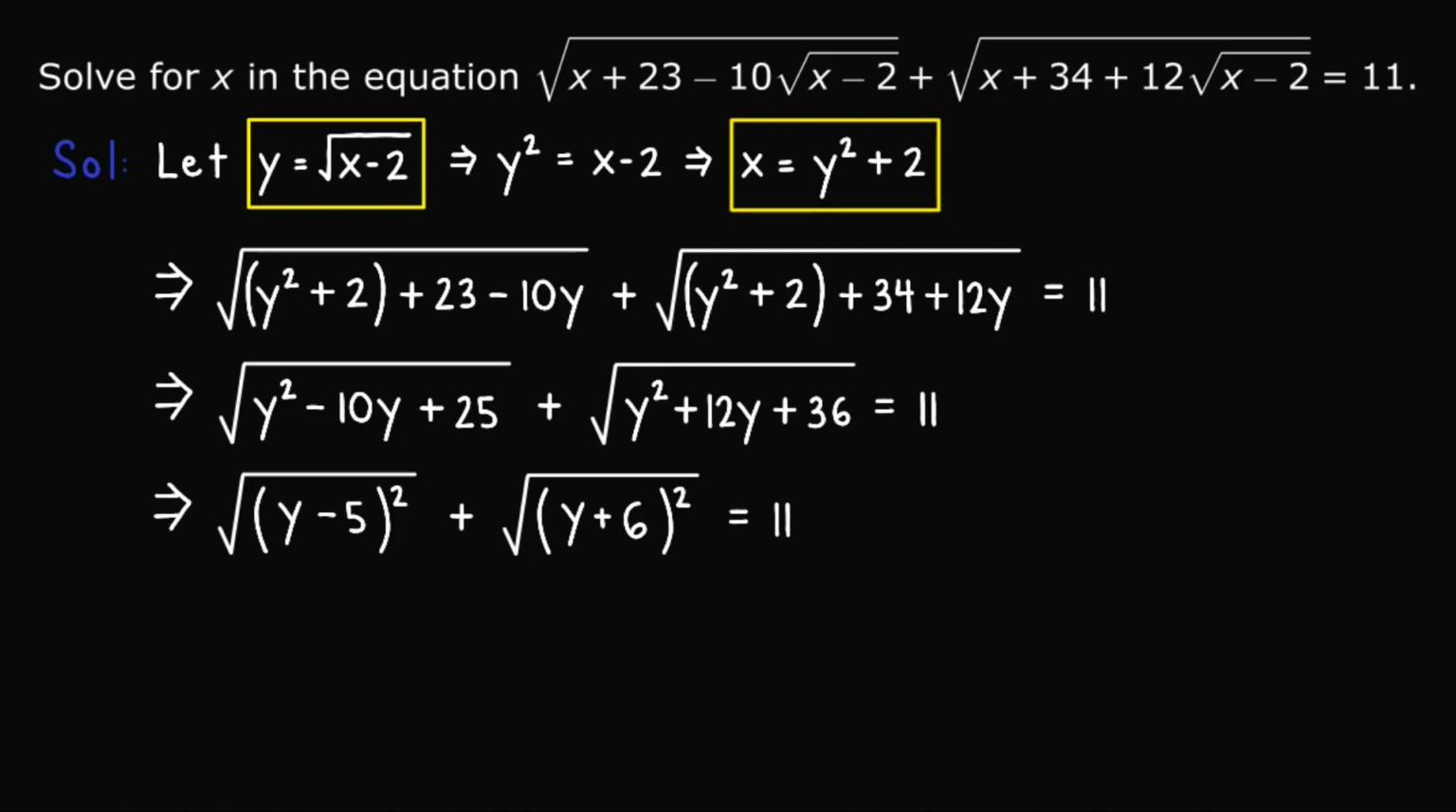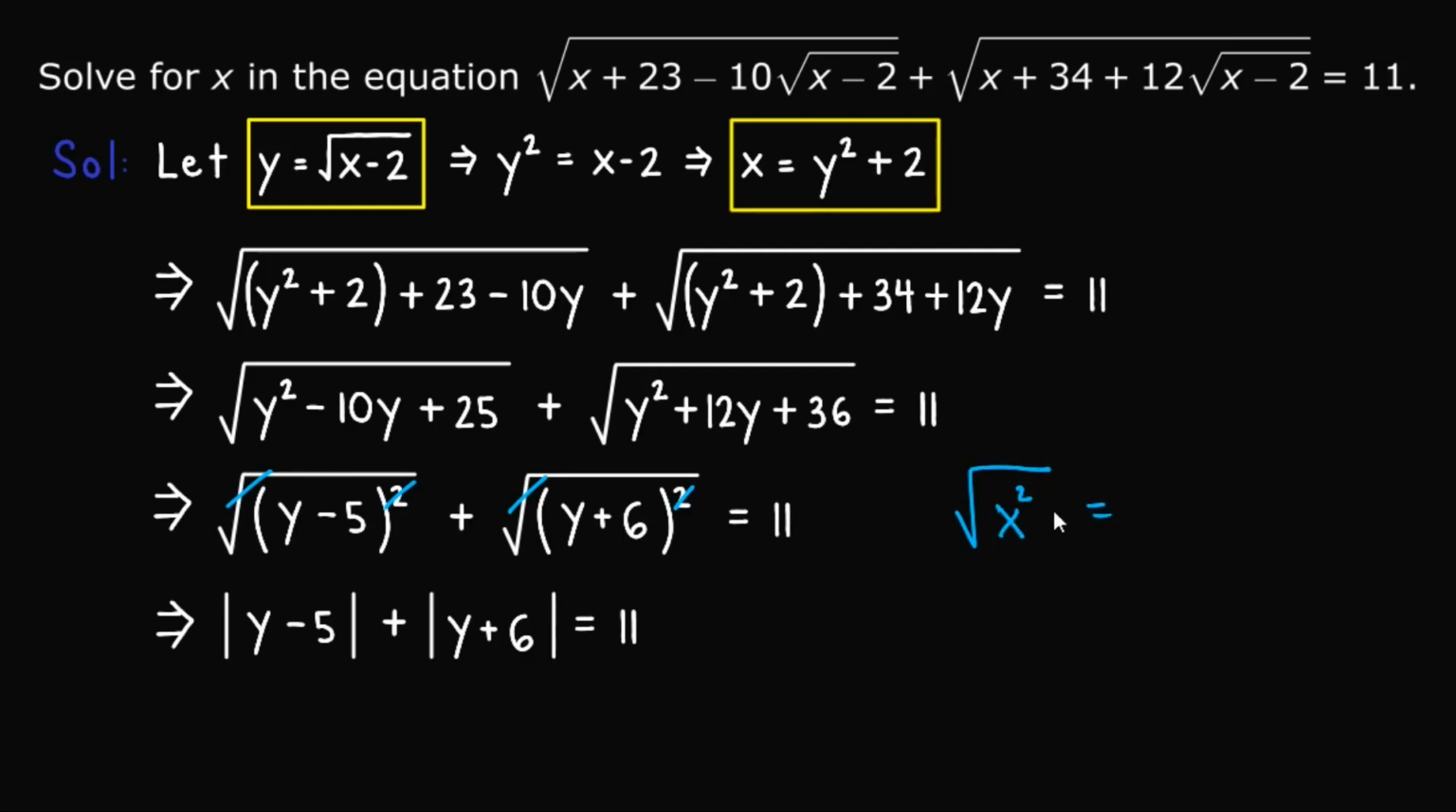Now, observe here that since the square root just means that we have an exponent of 1/2, we can cancel out the radical and the square inside. So we'll have this, and we'll be left with the absolute value of y minus 5 plus the absolute value of y plus 6 equals 11. Take note that the absolute value out here is important, since when we get the square root of, say, x squared, what we get is not only x, but rather its absolute value. So take note of that one.